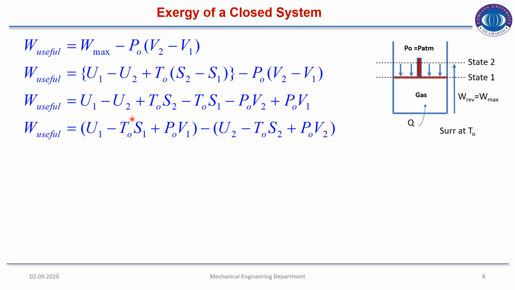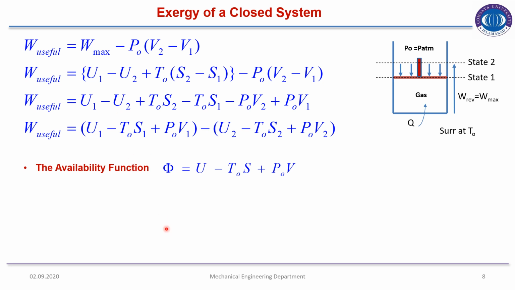So here we have just taken all the terms with subscript 1, for the state 1 properties, in one bracket, and the state 2 properties in the other bracket. In one bracket we have all the terms with the subscript 1, and in the next bracket we have all the terms with the subscript 2.